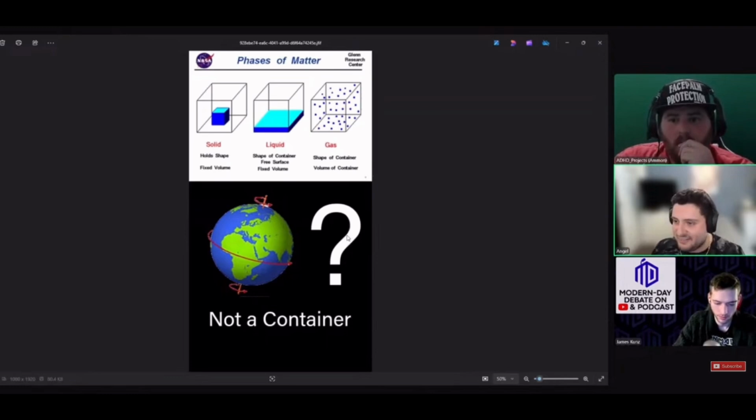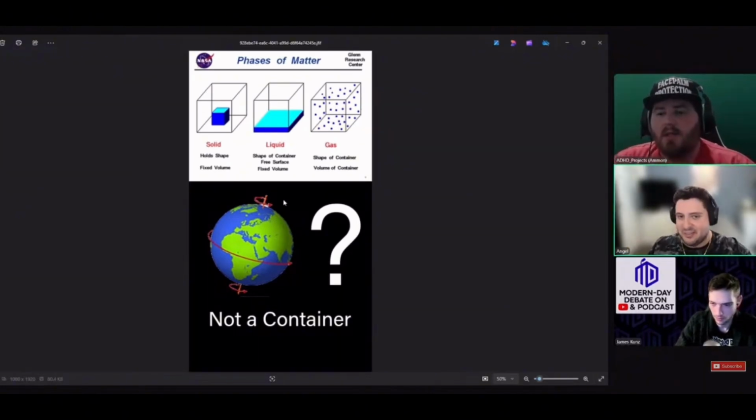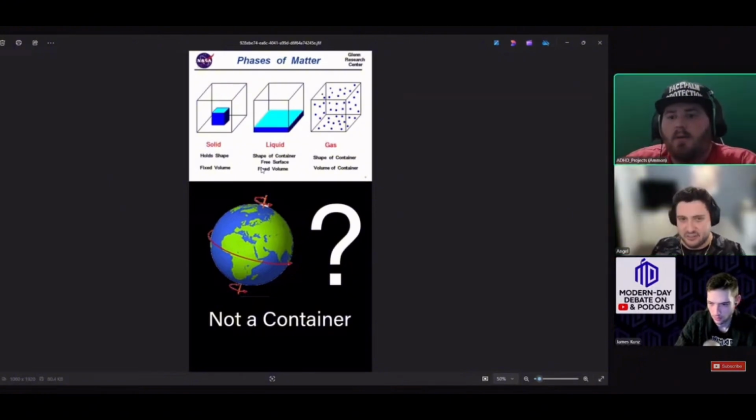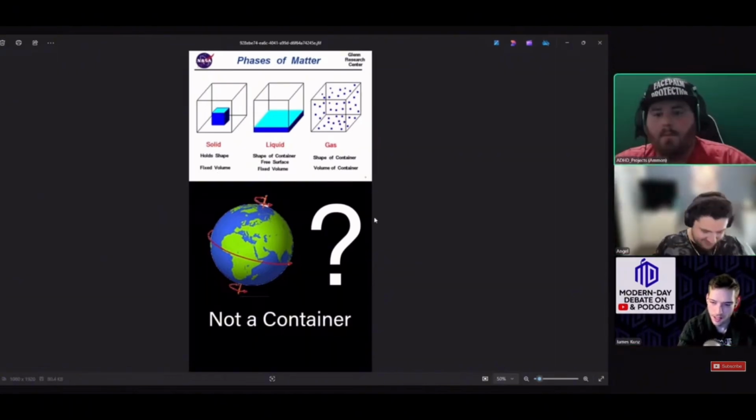Phases of matter. Okay, great. Are you kidding me? Can I respond? Can I respond? No. This is talking about objects in the container. Container, volume, all fixed. Let's let him respond and give you a little space.